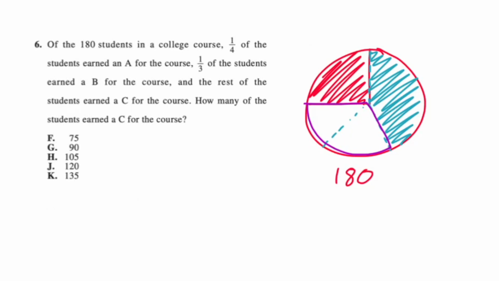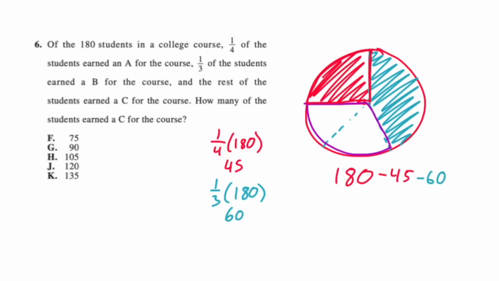So I think the easiest way to do this is first figure out what is 1/4 of 180. So 1/4 times 180. You can either use mental math or a calculator there to get 45. And then 1/3 of the students earned a B, so 1/3 of 180, and that gives you 60. So we want to take the total 180, but then subtract off the 45 and subtract off the 60 and see how many are left. And if you do that, you should get 75, which is F. And the ACT categorizes this as integrating essential skills and modeling.